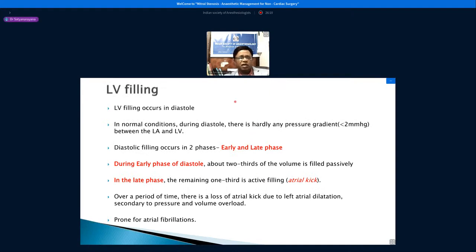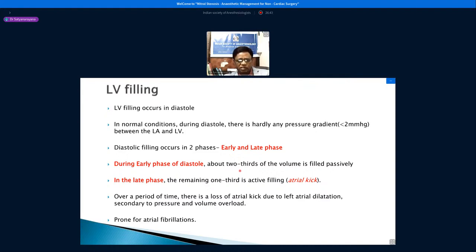A word about LV filling that is very relevant in mitral stenosis. We all know LV filling takes place during diastole. Remember, in normal conditions during diastole, there is hardly any pressure gradient between the left atrium and left ventricle. It's less than 2 millimeters of mercury. This diastolic filling can be divided into two phases: the early phase and the late phase. The early phase is also known as the rapid filling phase.